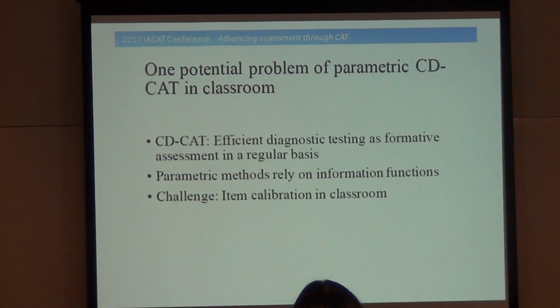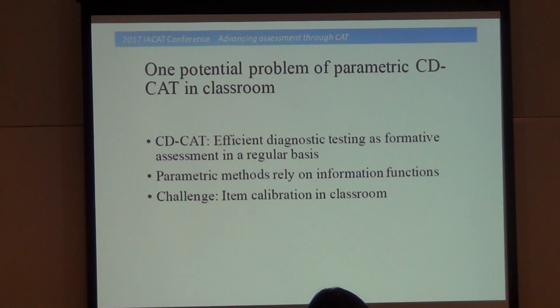So, why do we need a non-parametric approach for CDCAT? First, combining cognitive diagnosis with computerized adaptive testing makes cognitive diagnosis more efficient. That is, fewer items are required to make an accurate diagnosis. However, parametric methods used to select items for CDCAT mostly rely on information functions. For example, the SHE method uses the Shannon entropy, and the PWKL uses the KL information to select items. But these parametric indices are functions of item parameters, so item calibration is a must if we implement a parametric CDCAT system.